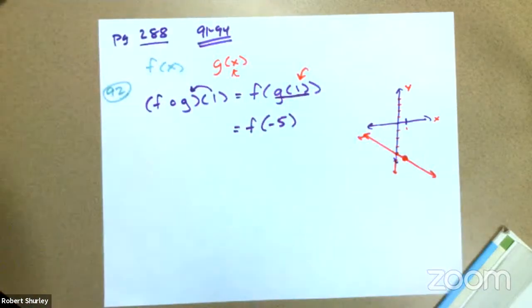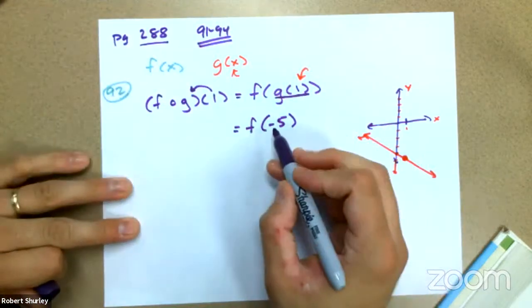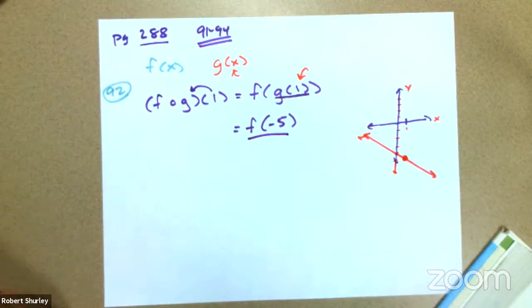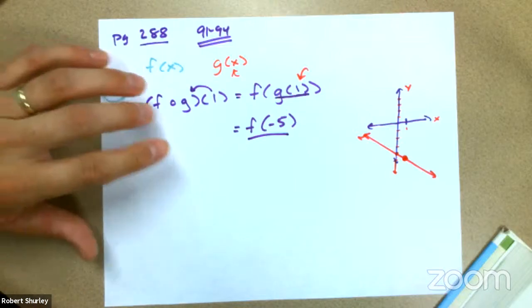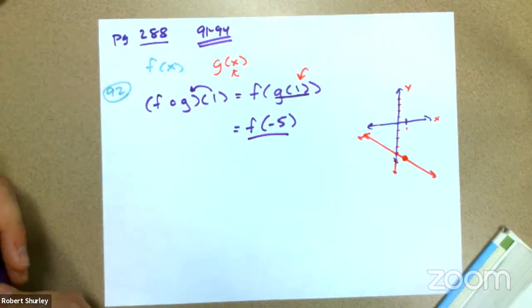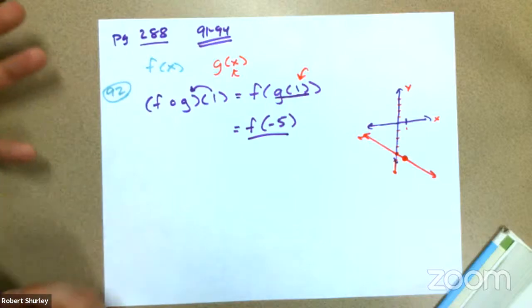Now we've got a whole new example: f of -5. So now we've got to go to the blue line, right? When x equals -5, what is the f value? +3.